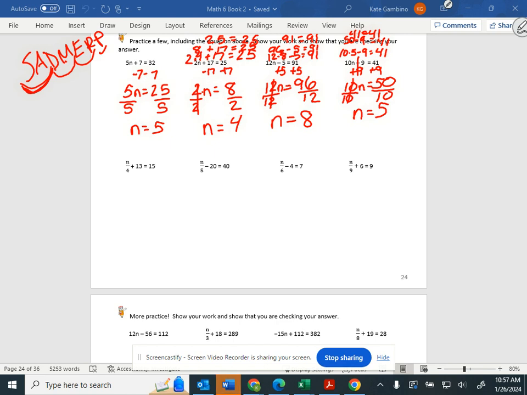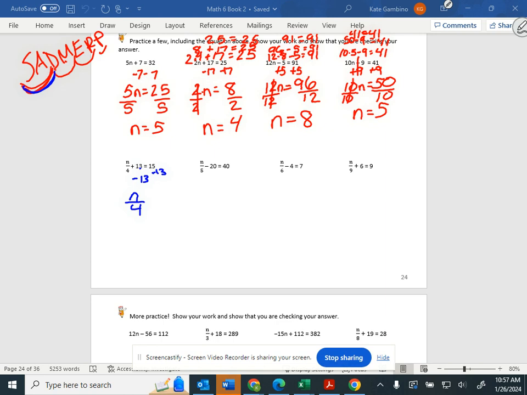It's not working. So remember, our first step is to add or subtract. So I look down here and I see we're adding 13. So I'm going to subtract 13. So 13 minus 13 gets me a 0, right? So that's how I get n over 4 by itself, because I subtracted away that 13 that we had added. I need to balance it out and do it to the same thing to the other side of the equal sign. So I need to minus a 13 from the 15.